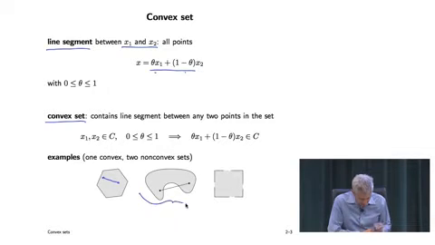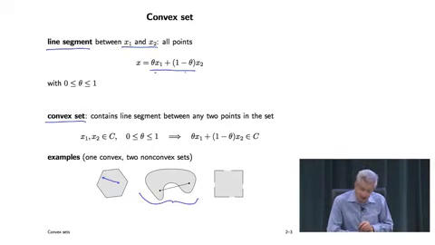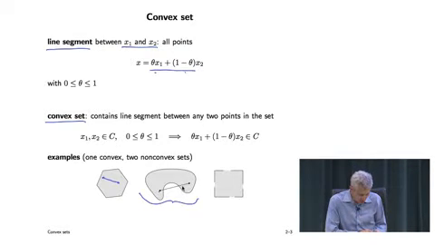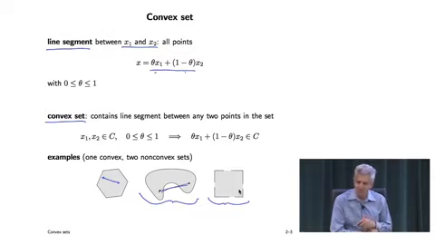This set here, the Noguchi table set, that's non-convex. To show that it's non-convex, here's a point in the set, here's a point in the set, and the line segment between them is drawn right here. You can see that it doesn't lie entirely in the set. Another way to say it is that there's not a clear line of sight in the set from this point to this point. This set here is almost convex, but it's not convex.